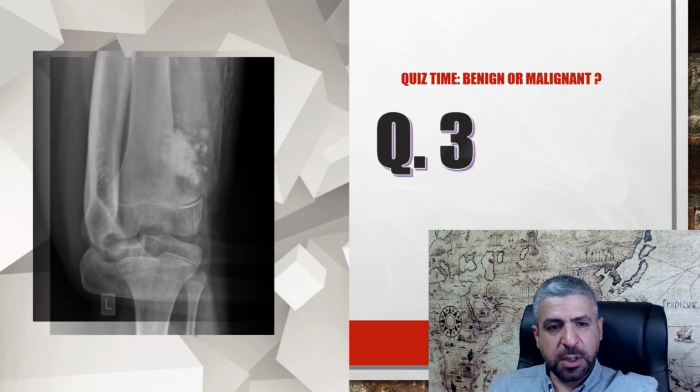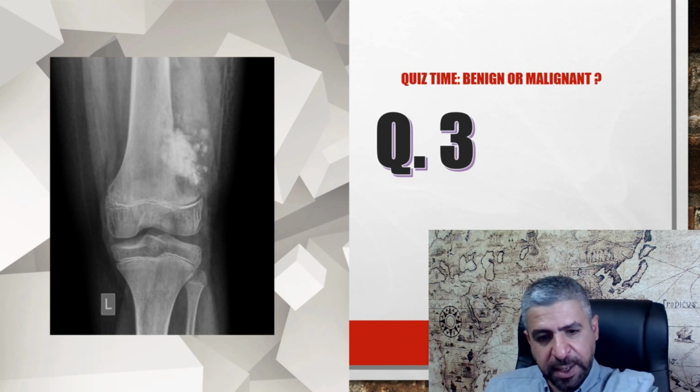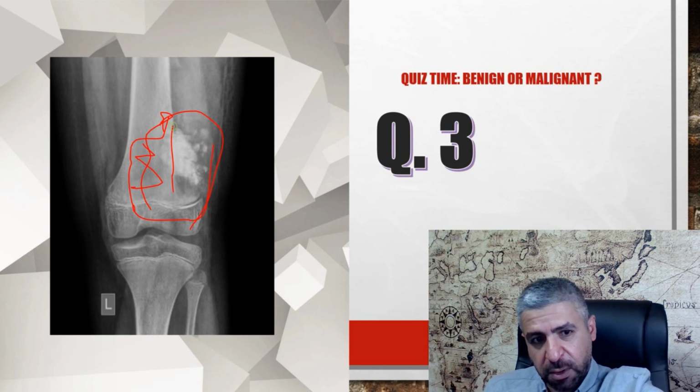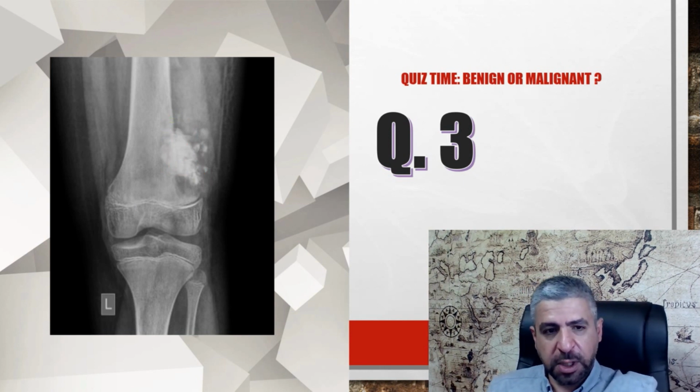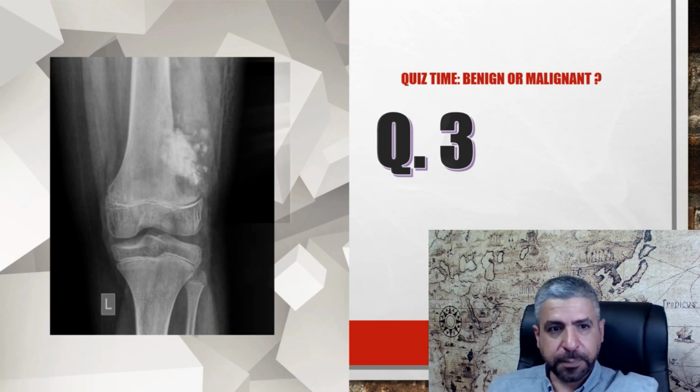The third question, is this benign or malignant? As you can see, it has a geographical pattern of bone destruction. It has a very wide zone of transition. It has a soft tissue component. It causes cortical destruction. And it has this very irregularly distributed osteoid matrix, confirming this is a malignant bone lesion. And in this case, it was an osteosarcoma.